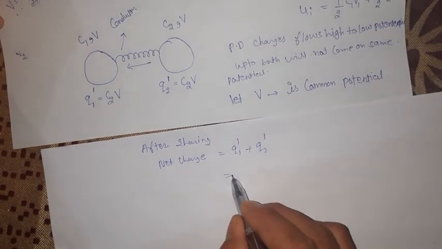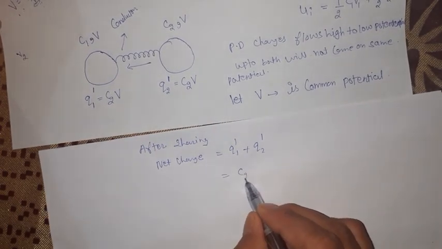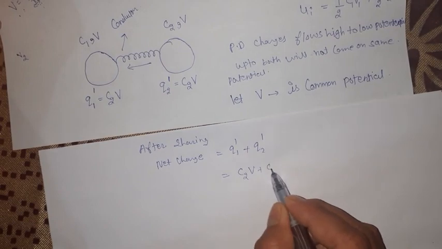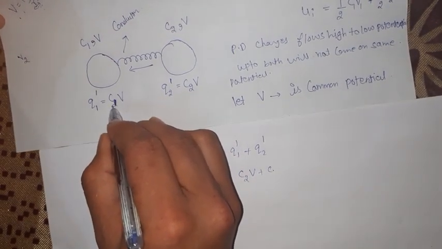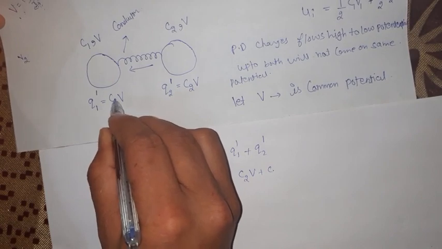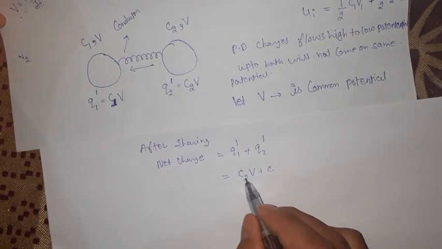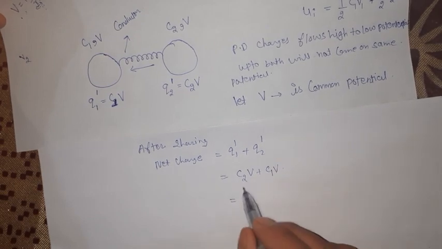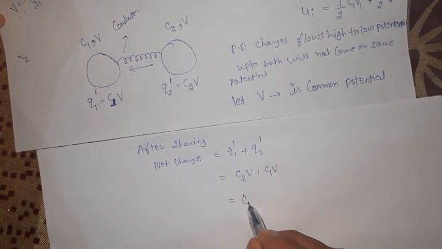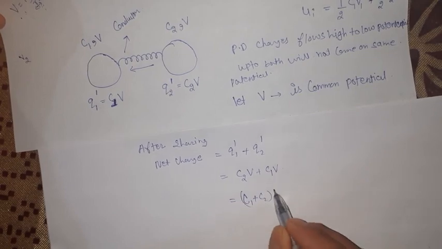And over here how much is this? C2V plus C1V, because it is our first capacitor, so it is C1. So C2V plus C1V. V is common in them, and we get that it is (C1 plus C2) into V.